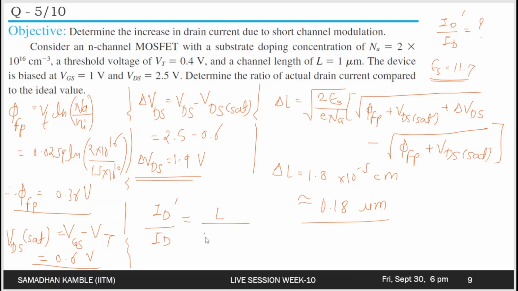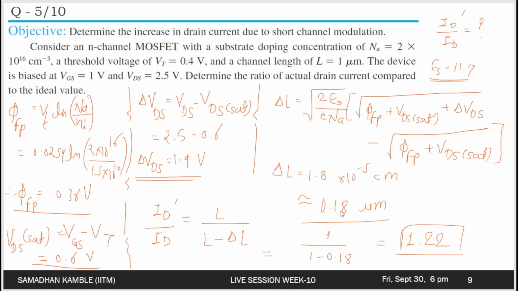Okay, now we have delta L, so we can find out ID prime by ID, which is given by L over L minus delta L. So L in our case is 1 micron. So 1 micron divided by 1 minus 0.18 micron. This will give the ratio of ID prime by ID as 1.22. So this is our final answer. One thing to note here is that the actual drain current increases as the effective channel length decreases when the transistor is biased in the saturation region. So the factor more than 1 tells us this particular thing.